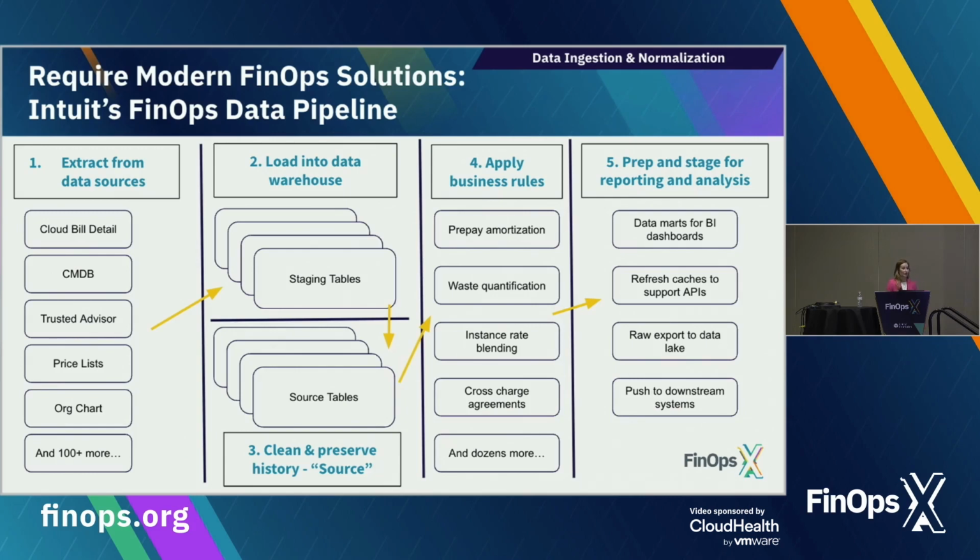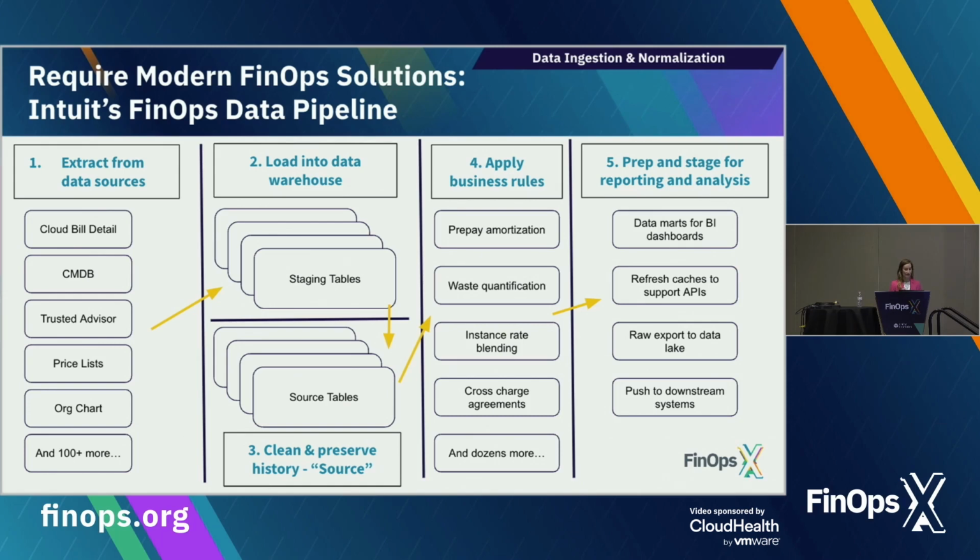And so let's walk through Intuit's FinOps data pipeline. First, we extract the data from all of our relevant sources. Just to give you an idea of how much Intuit has grown in this space, when we first started in 2016, we had the AWS CUR and then about 5 to 6 other sources. And now we have over 100. And our AWS CUR is about 3 billion rows of data per month.